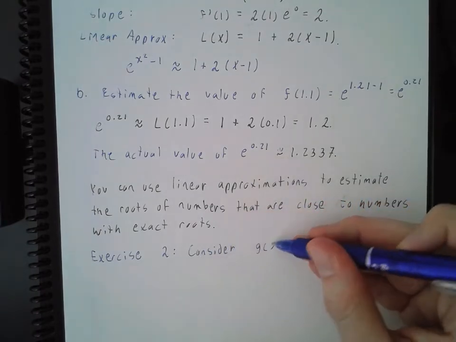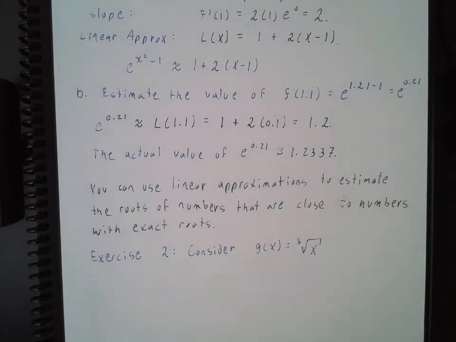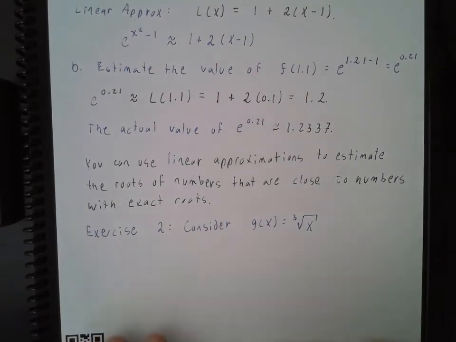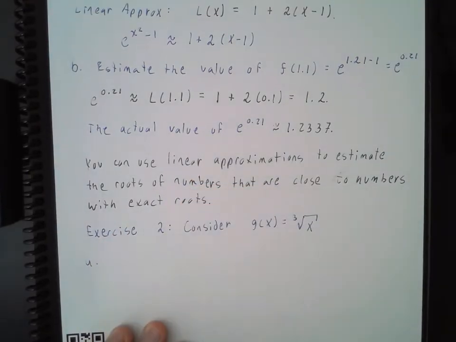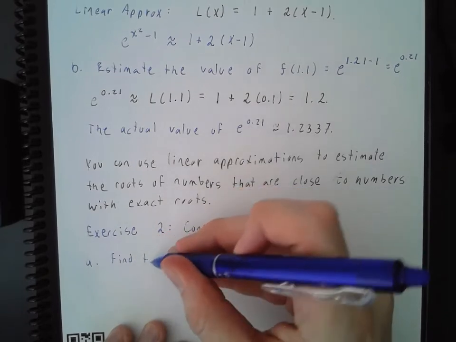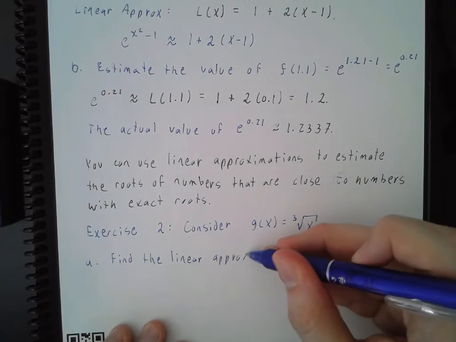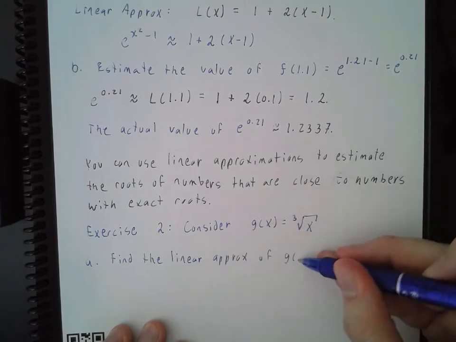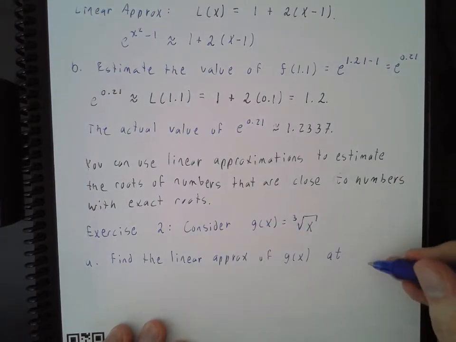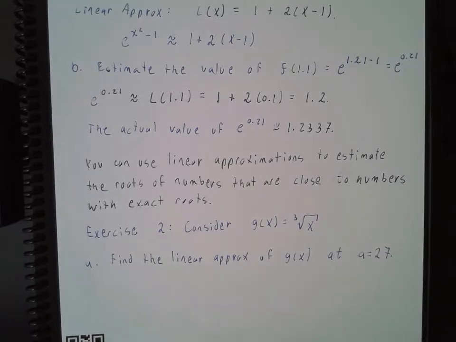Consider the following function, and this is the cubic root of x. What I'm going to do right now is find the linear approximation of this cubic root function at a is equal to 27. So we're going to find the linear approximation of g of x at a is equal to 27. So once again, we're going to repeat all of the steps.